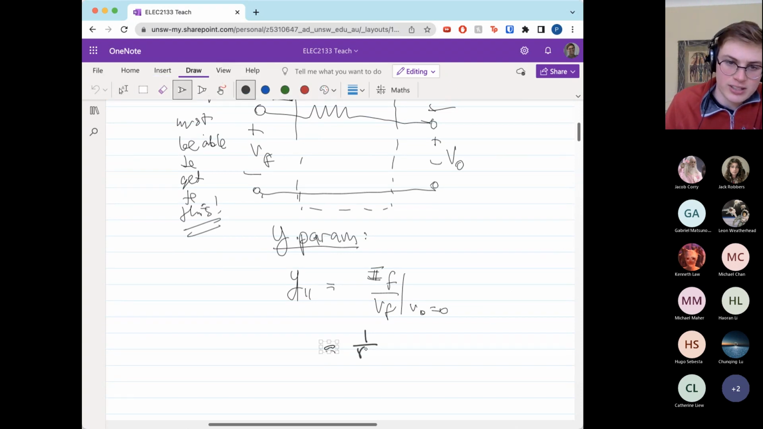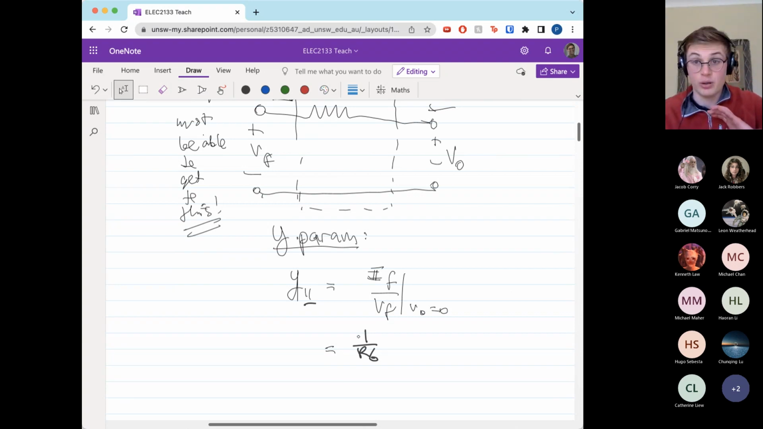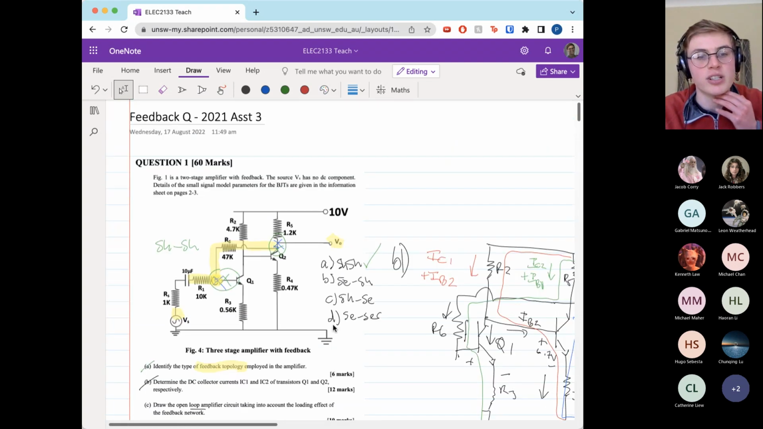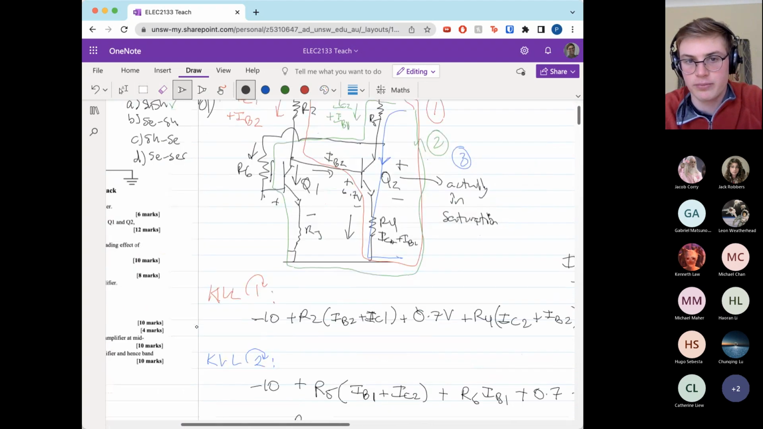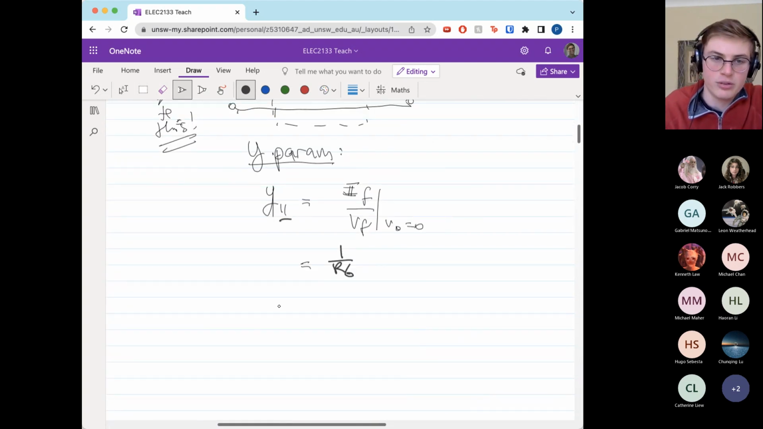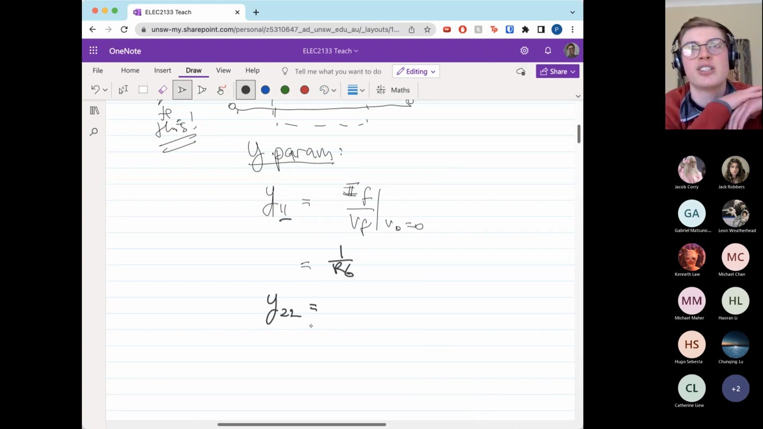So we've got 1 on R6. Essentially, Y11 and Y22 are going to be our input and our output loading effects. So I think this question asks us to draw the open loop amplifier taking into account the loading effect. That essentially is just asking us to find Y11 and Y22. This is what I was talking to Jack about. It's those questions where they're worded differently. Possibly, they're not just asking you to straight calculate Y11, calculate Y22. You need to know that loading effect is those two parameters at the input and the output, and then being able to use that.